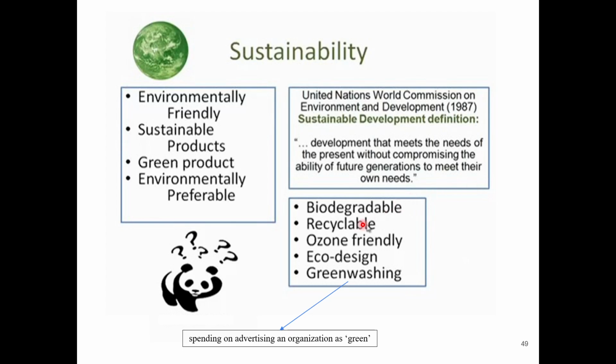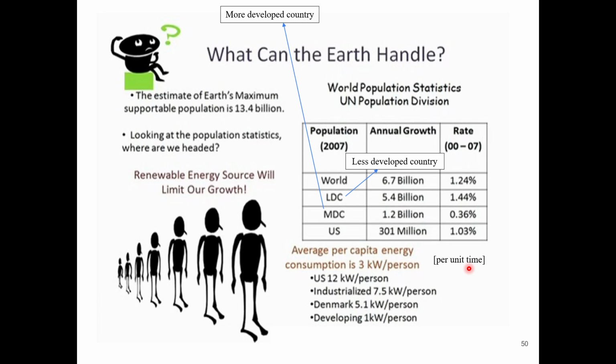Basically it means being environmentally friendly, using sustainable products, using green products, and always being environmentally preferable. Some ways to achieve that are using biodegradable materials, recyclable materials, ozone friendly materials, eco design or ecology friendly design related materials, and also going for greenwashing. It is spending on advertising an organization or a product which is green. That can also be done, and it will make other people aware also.